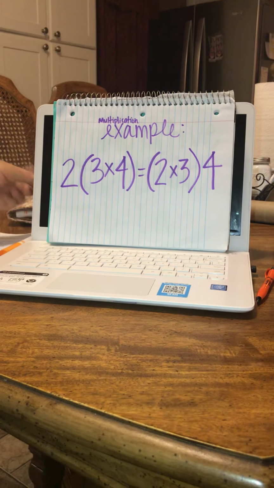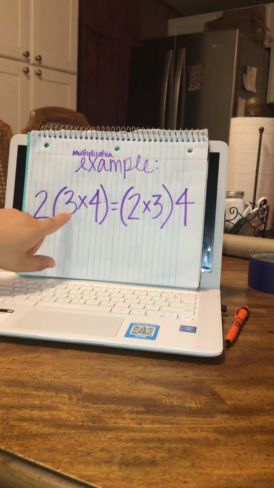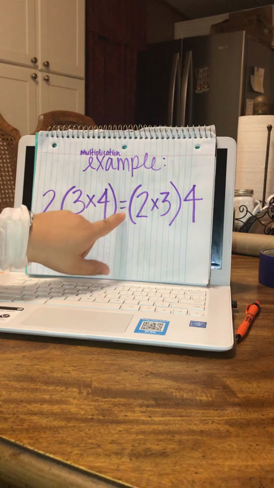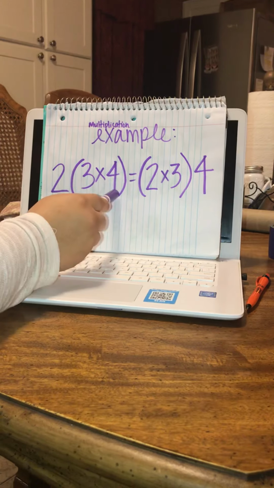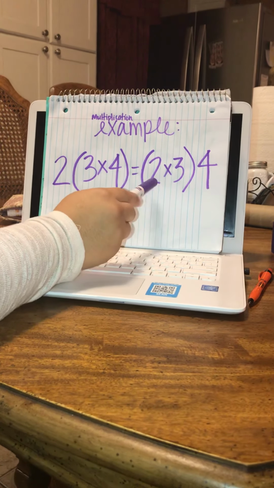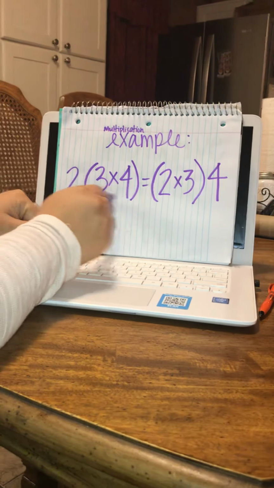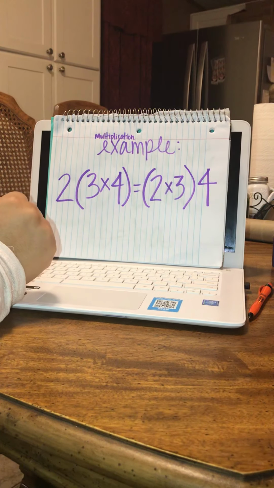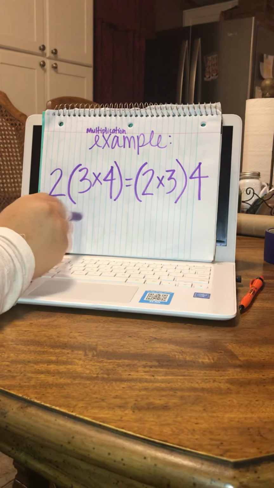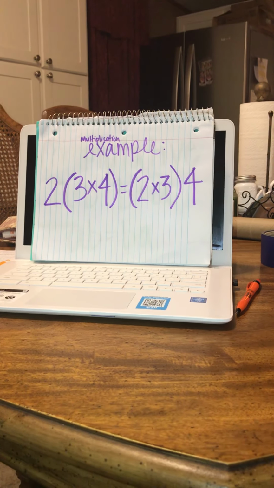As for multiplication, you have 2 times (3 times 4) equals (2 times 3) times 4. Same thing. You've got the same order of numbers, 2, 3, 4, 2, 3, 4. You're just grouping the 3 and the 4 here, but on this side, you're grouping the 2 and the 3. Do the multiplication, solve the problem. This is going to be the same over here as on this side.